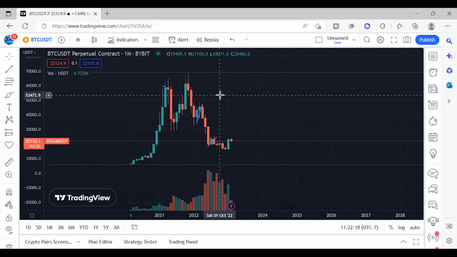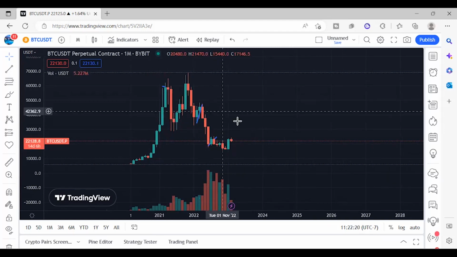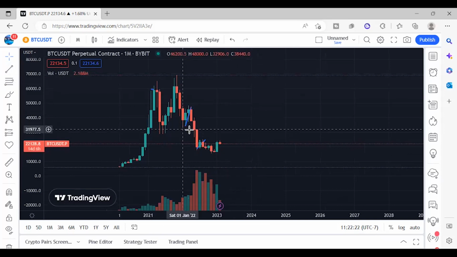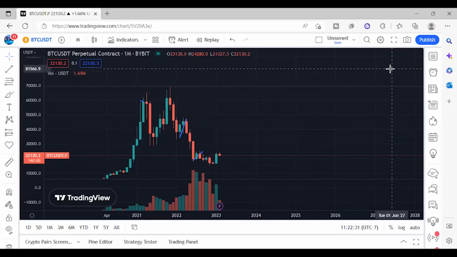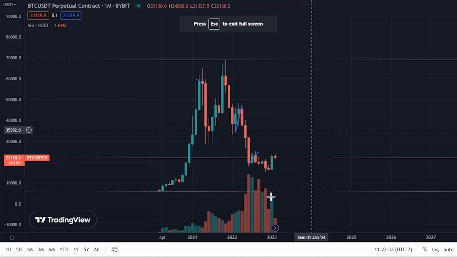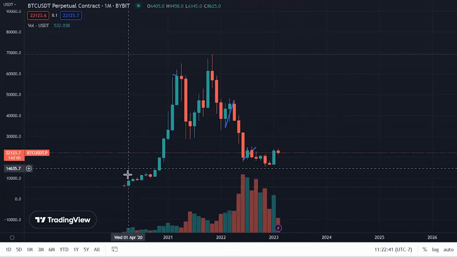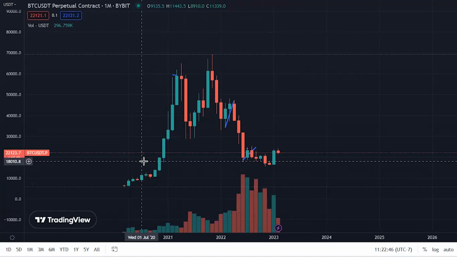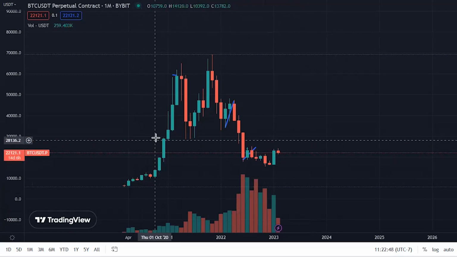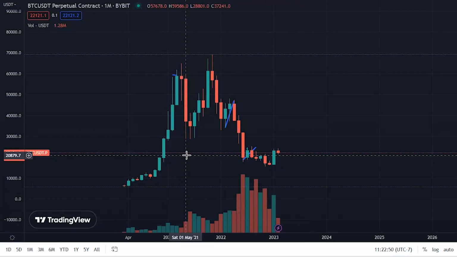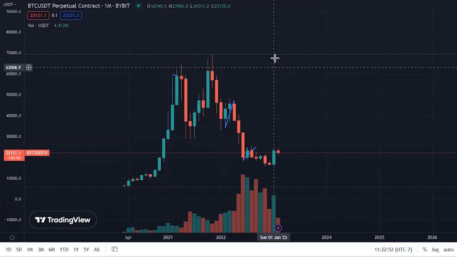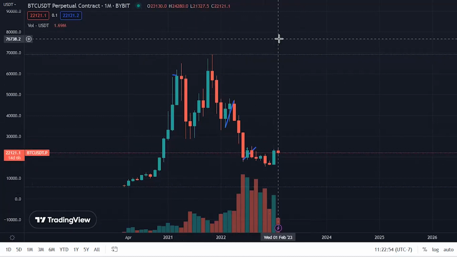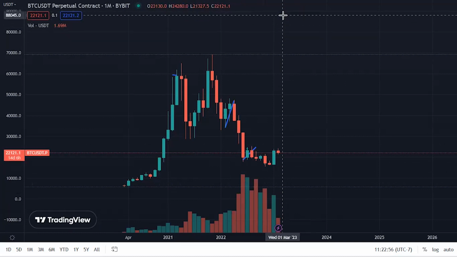Now let's first of all see what trend Bitcoin is in right now in this monthly time frame. Let me actually zoom in so we can see it better. In an uptrend, basically the price is moving higher, right? It's creating higher highs and higher lows. And in a downtrend, the price is basically moving down and it's creating lower highs and lower lows.